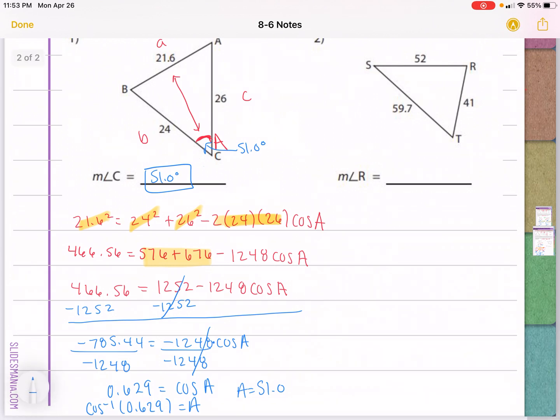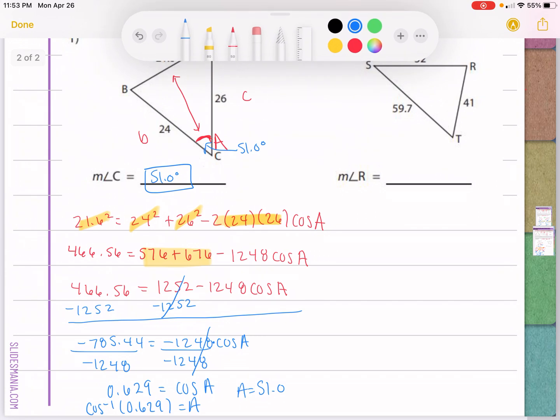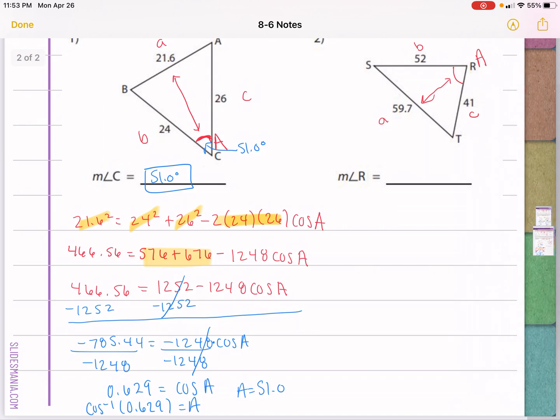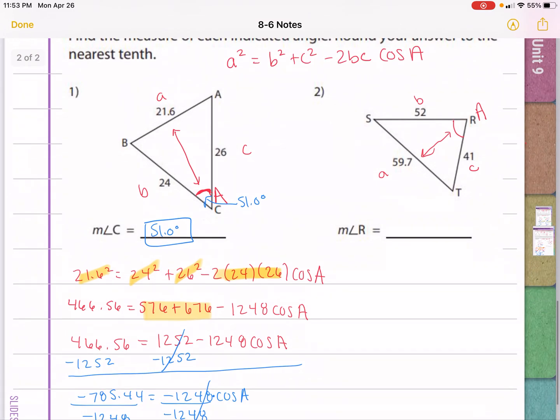If you look at our next picture, we're going to continue with these steps. So here they want the measure of angle R. That's this angle here, so I'm going to call that big A. And that is across from 59.7, so that's going to be my little a in my formula. The other two sides can be my B and C. So I'm going to plug into the same formula we've been using.